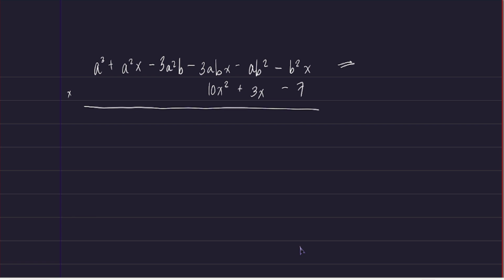So, tapos na nating ma-multiply yung quantity of a squared minus 3ab minus b squared sa quantity ng a plus x. And now, i-multiply na natin sila sa 10x squared plus 3x minus 7. Having that said, multiply na natin sila. So, magsimula tayo sa minus 7.